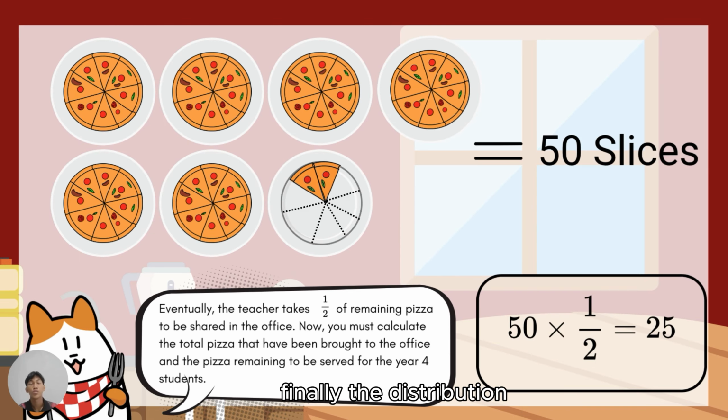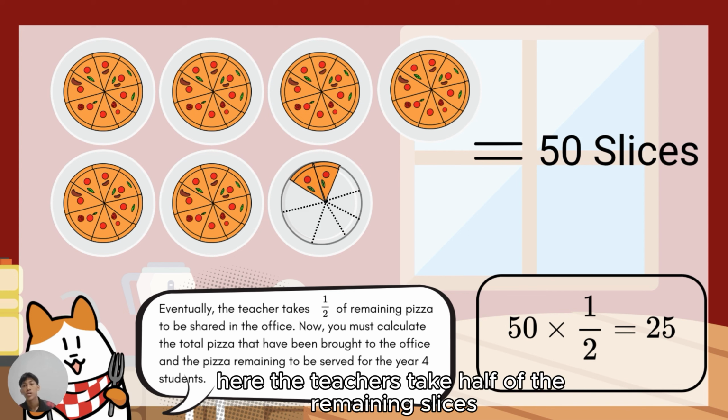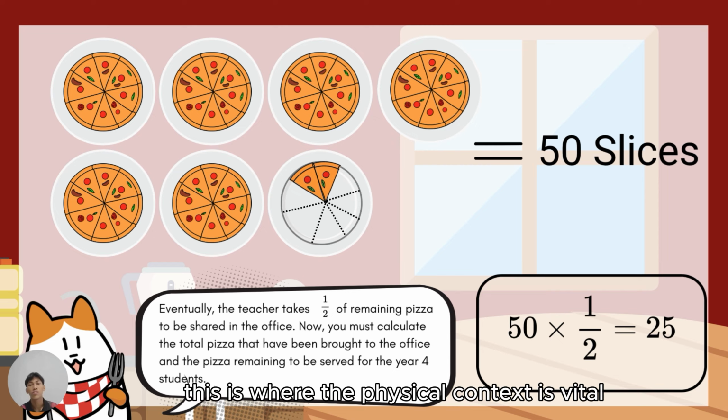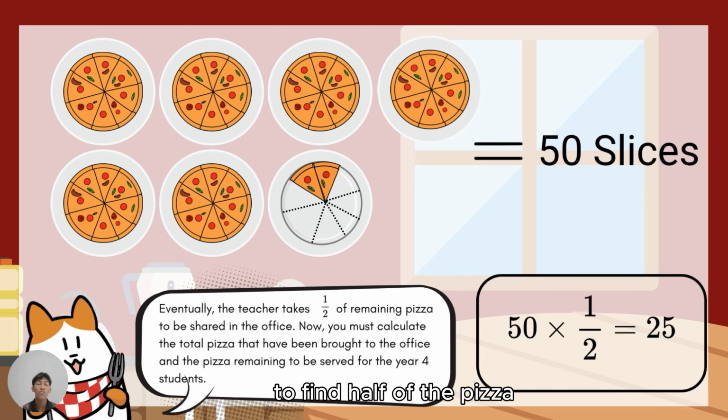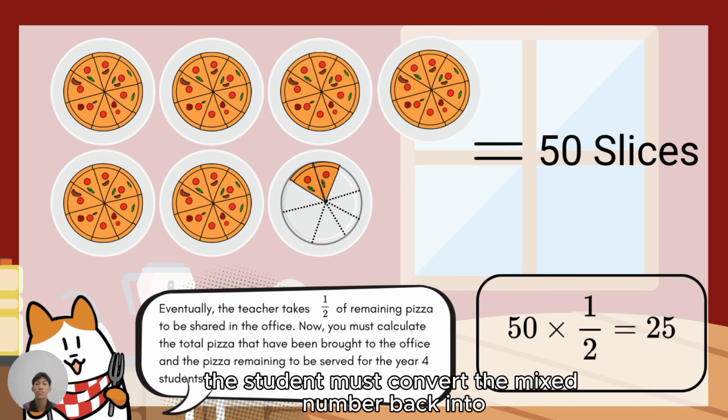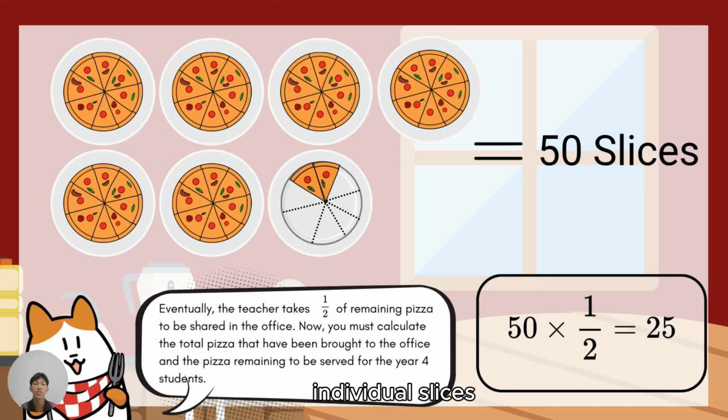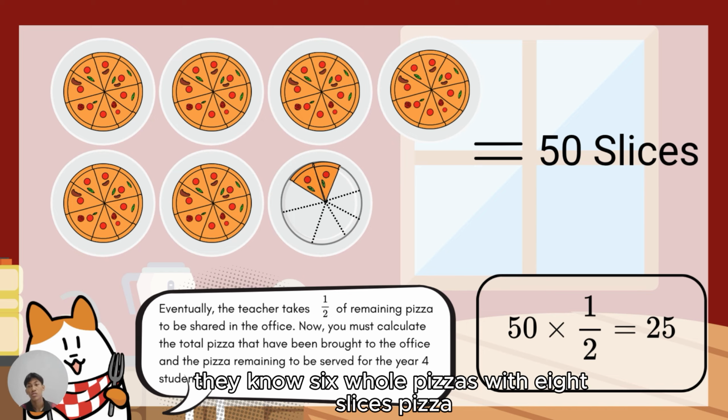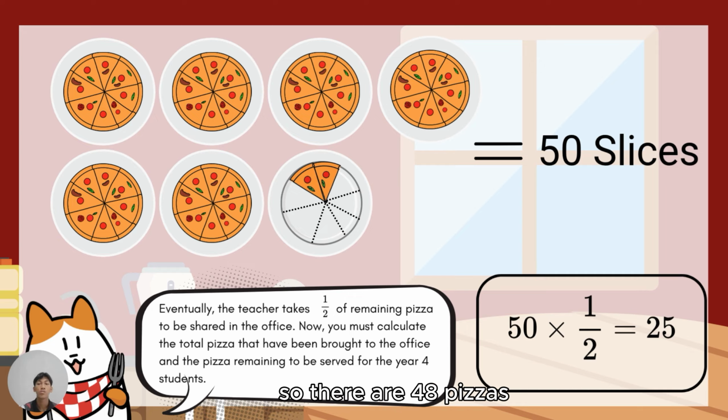So, finally, the distribution. Here, the teachers take half of the remaining slices. This is where the physical context is vital. We have 6 2/8 pizzas. To find half of the pizza, the student must convert the mixed number back into individual slices. They know 6 whole pizzas with 8 slices per pizza, so there are 48 slices.